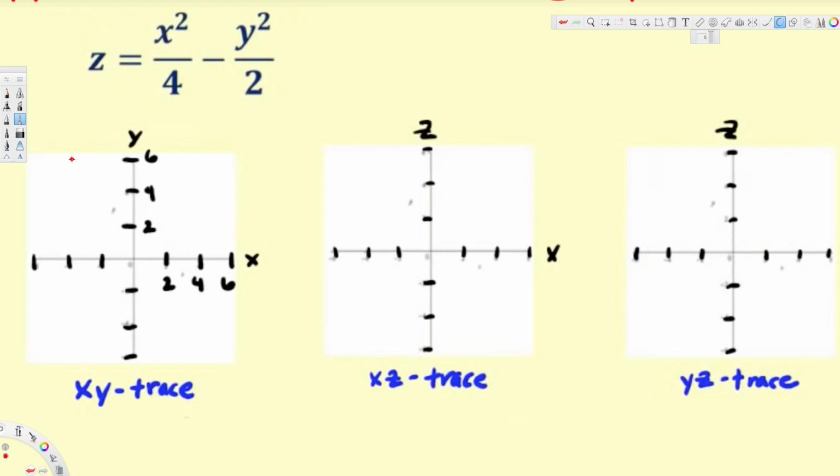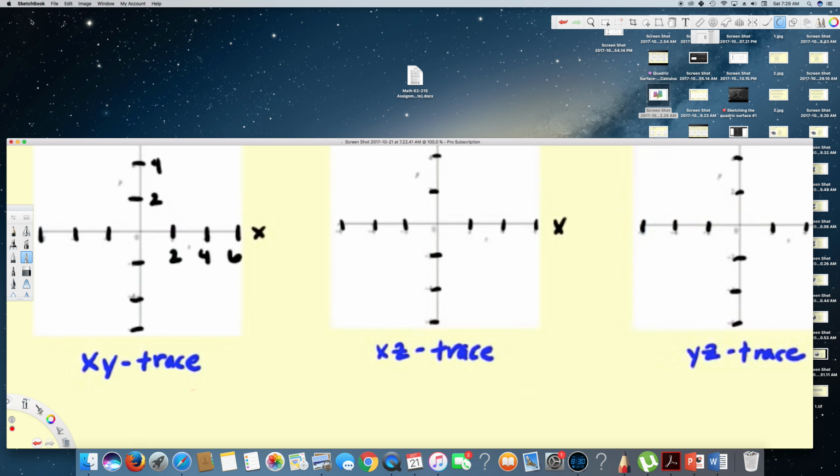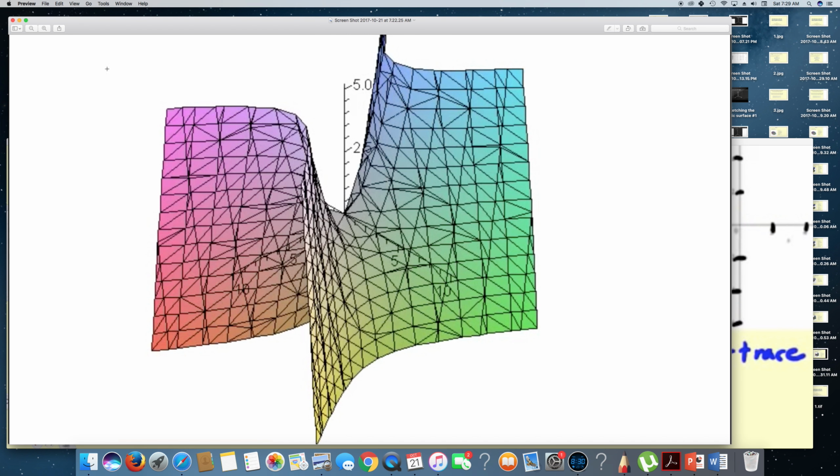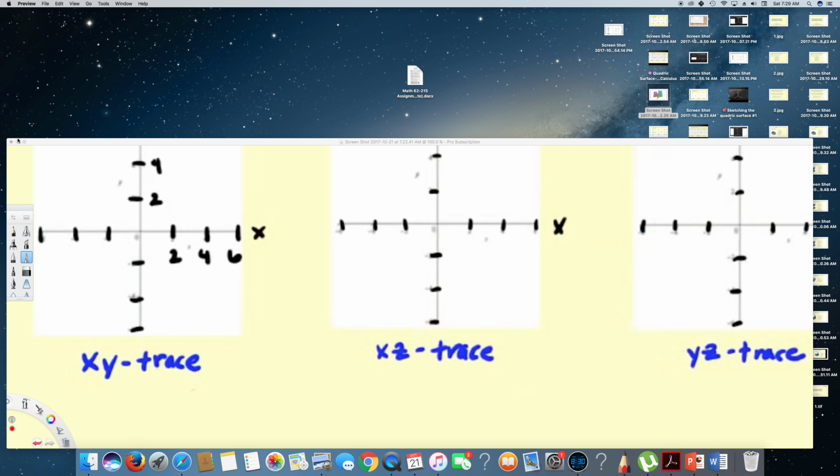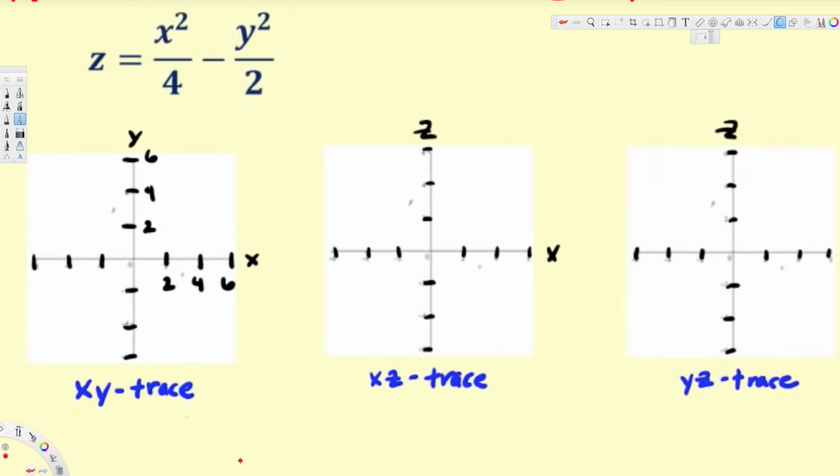In this video we are going to see how to draw traces for hyperbolic paraboloid, and this is our standard form for hyperbolic paraboloid. And also, if you want to know the shape of the hyperbolic paraboloid, it should look like this. This is our shape for hyperbolic paraboloid. Now let's go ahead and draw our traces. So let's start with the xy trace.